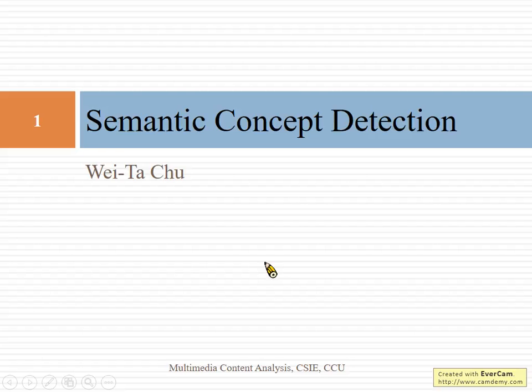We are more perceptible. We are more familiar with high-level semantics. So from the early years of 2000, more and more studies try to move from the low-level analysis to high-level semantics analysis. And in the following materials, we will describe the basic idea of semantic concept detection, especially in visual content.